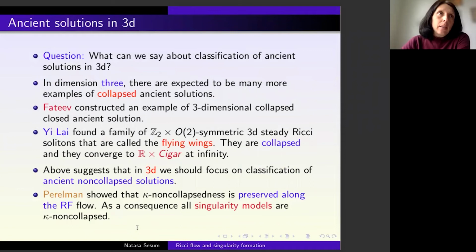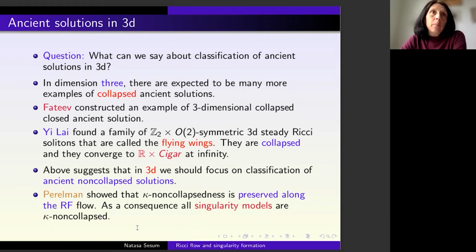Well, even in 3 dimensions, the situation is already much more complicated, because if you allow, let's say, collapsing, then there are many solutions that are collapsed, and they were constructed. They were constructed by Fateyev in the compact case. And then Gilai very recently constructed also collapsed 3D solutions in the non-compact case. These are solutions that at infinity behave like R cross a cigar, and I already told you that the cigar is collapsed.